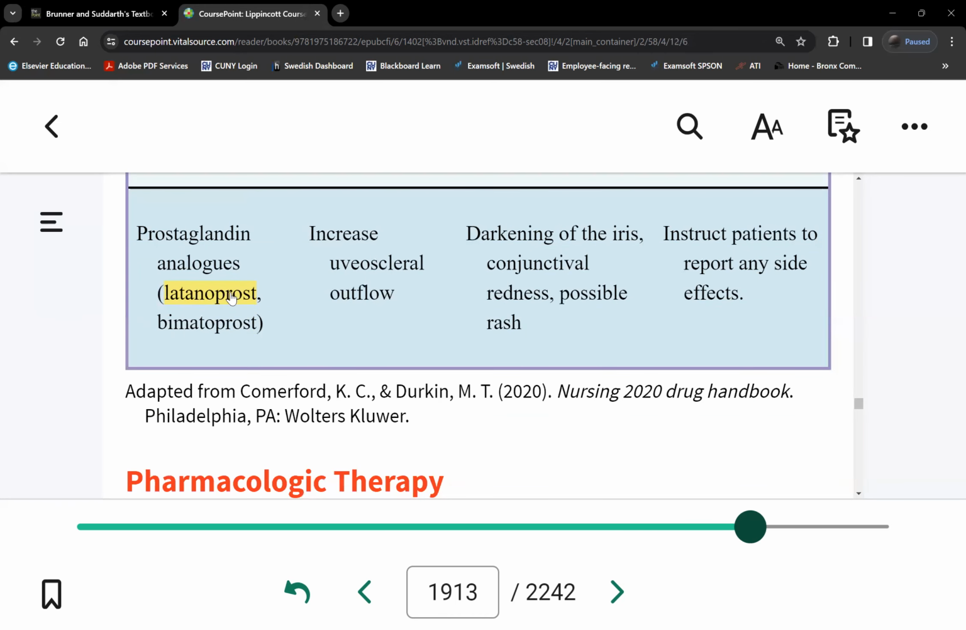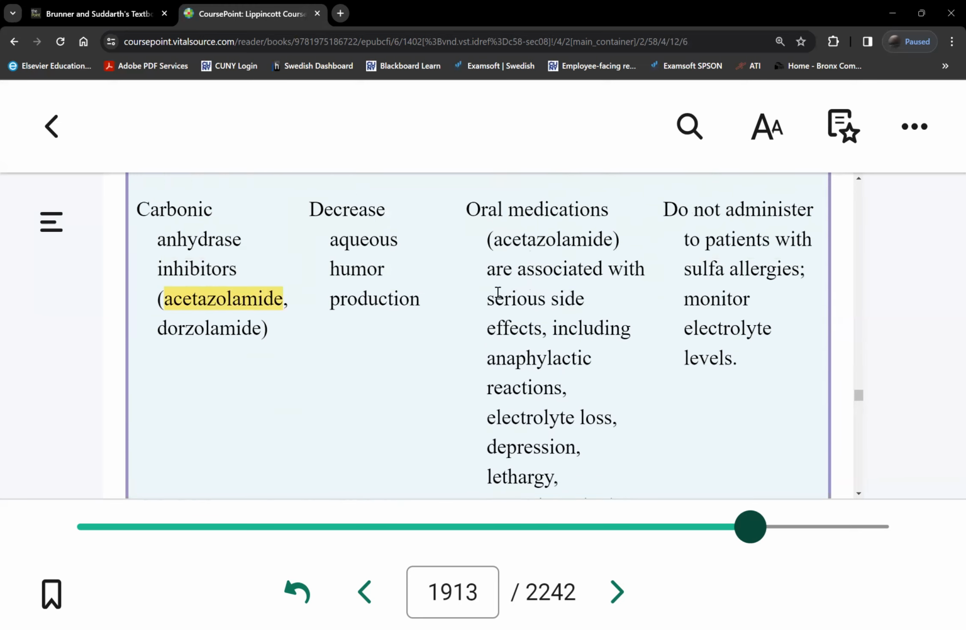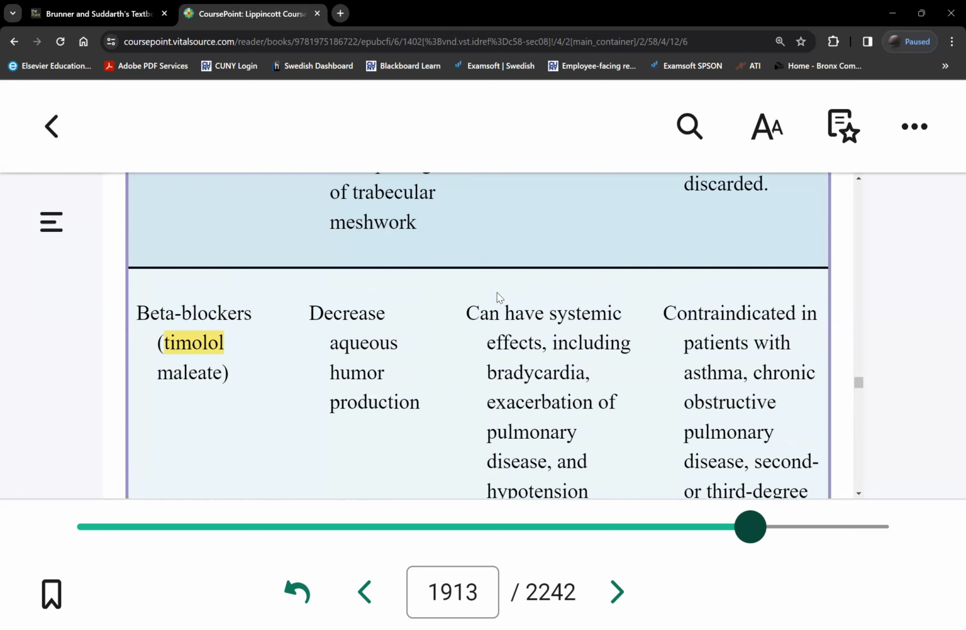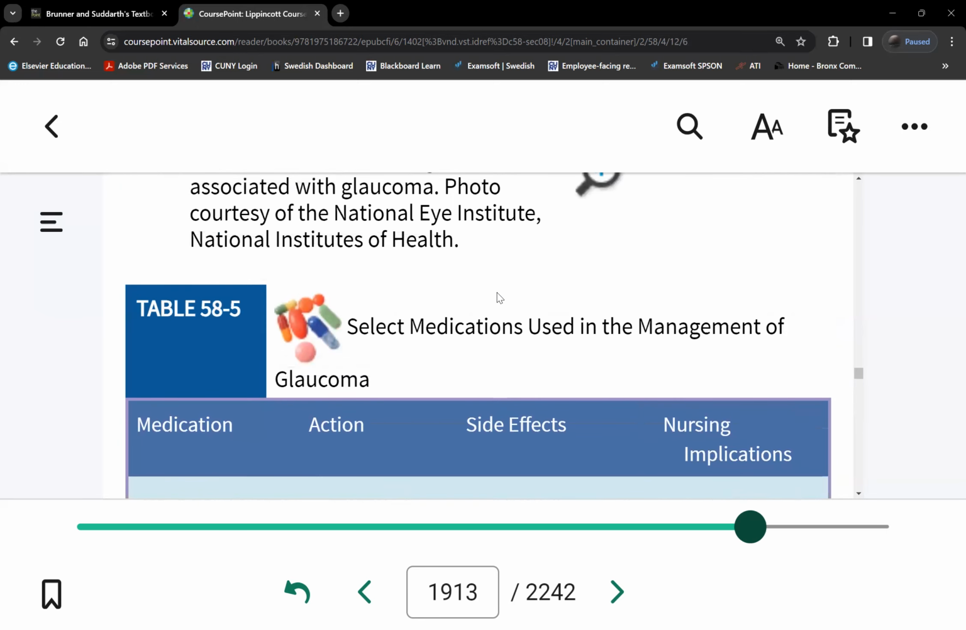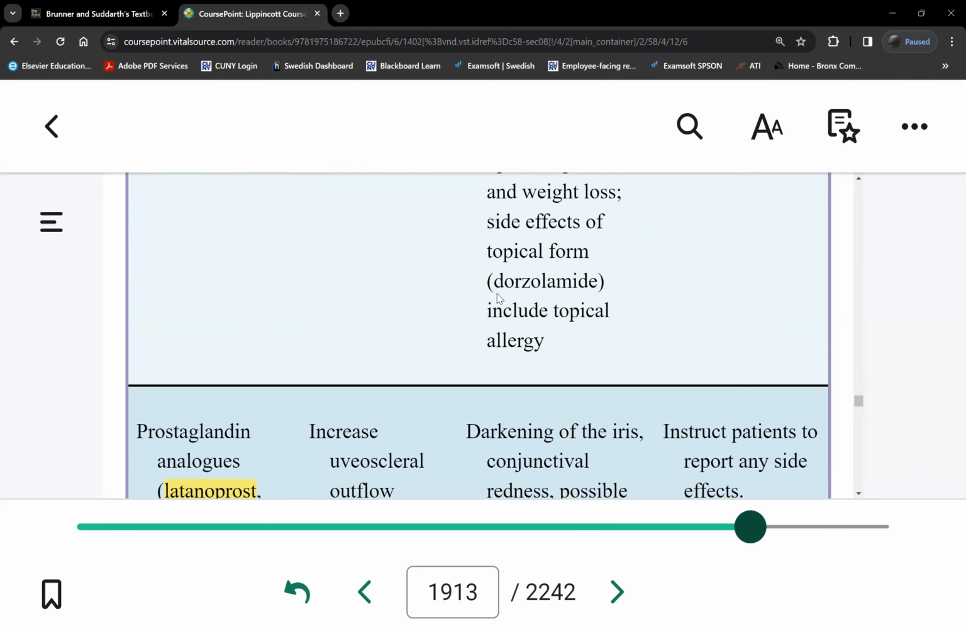Again, this is an eye drop though, but you will see IV acetazolamide given to heart failure patients as well. And you have latanoprost, which increases outflow of aqueous humor. So how many do I have? 1, 2, 3, 4, 5, right? So 5 eye drops possibly on the exam.